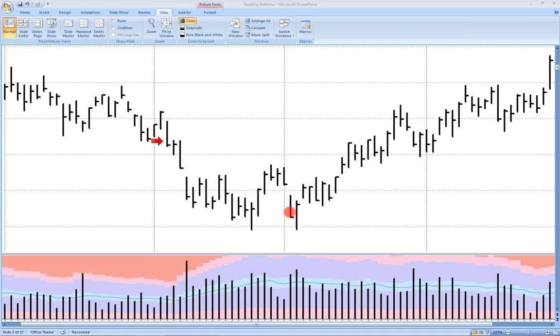The market comes down. What do you make of this bar here? We gap open, gap lower, close on the lows, and we get an increase in volume. What's that say?